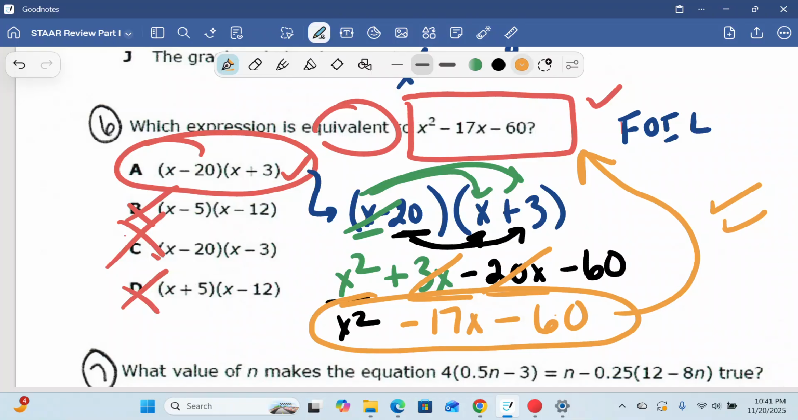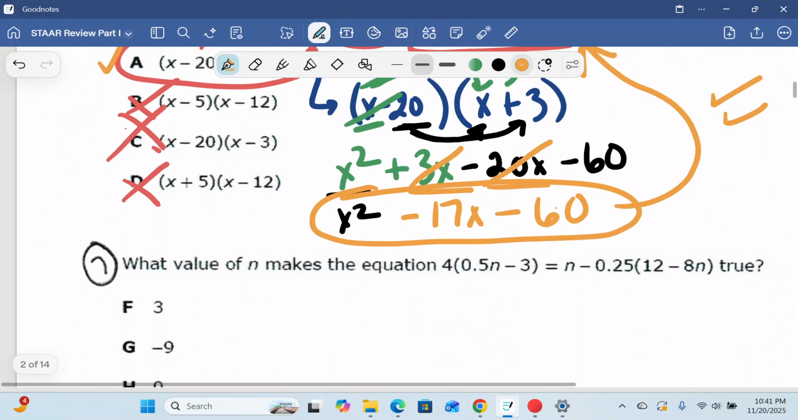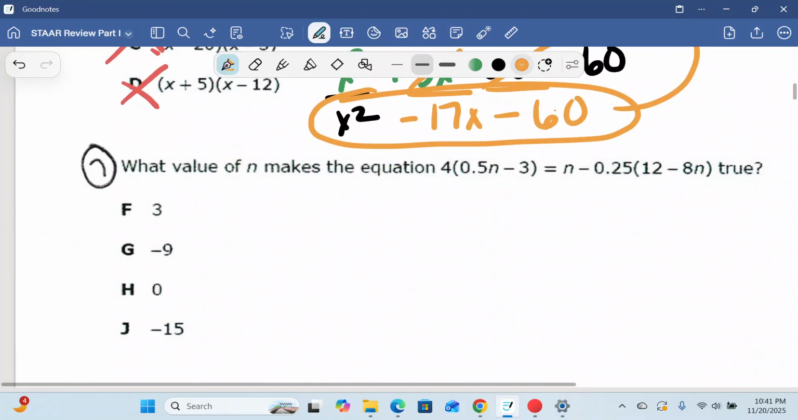So that is the answer to number 6. Prime example of why it's important to check your work, especially on these easy ones. Okay, we're going to look at number 7.